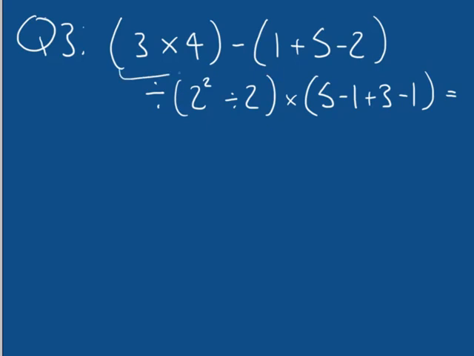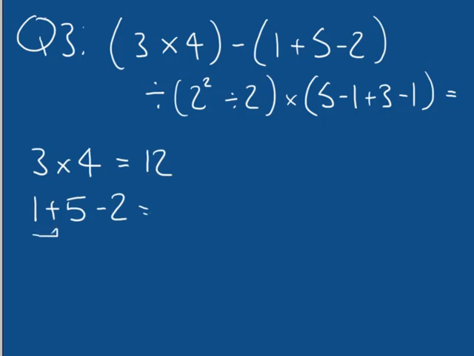So the first parentheses we have 3 times 4. So 3 times 4, well that's nice and easy. That's 12, fantastic. Our next set of parentheses, 1 plus 5 minus 2. We have additions and subtractions. They have the same precedence as each other. That means we work from left to right. So working left to right, we hit the addition first and then the subtraction. So 1 plus 5 is 6, minus 2 is 4.